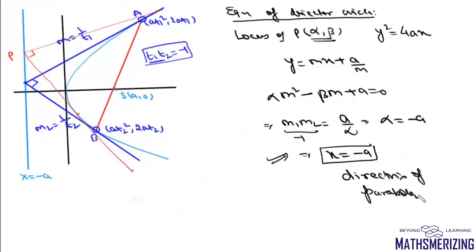So in case of parabola, this term director circle is actually a misnomer. It is not a circle. It is a line which is directrix of parabola. So all these three results mean the same thing. Any tangents drawn from a point on directrix will be perpendicular and they'll form a focal chord, or tangents drawn at endpoints of a focal chord will be perpendicular and they'll always intersect at directrix of parabola.